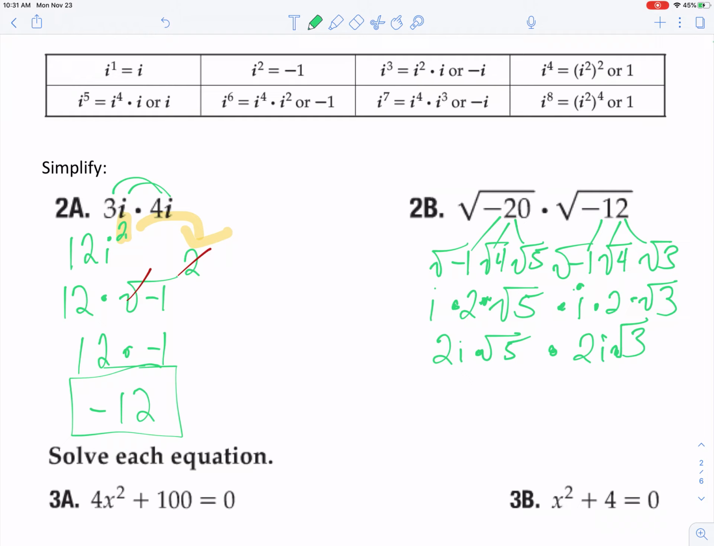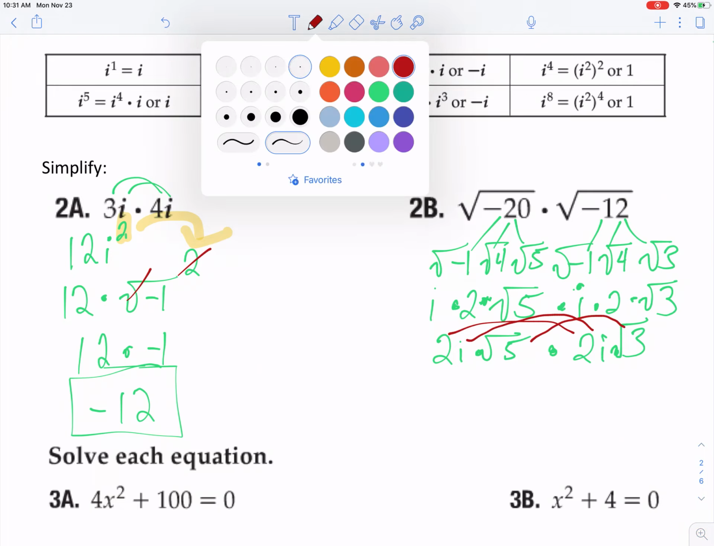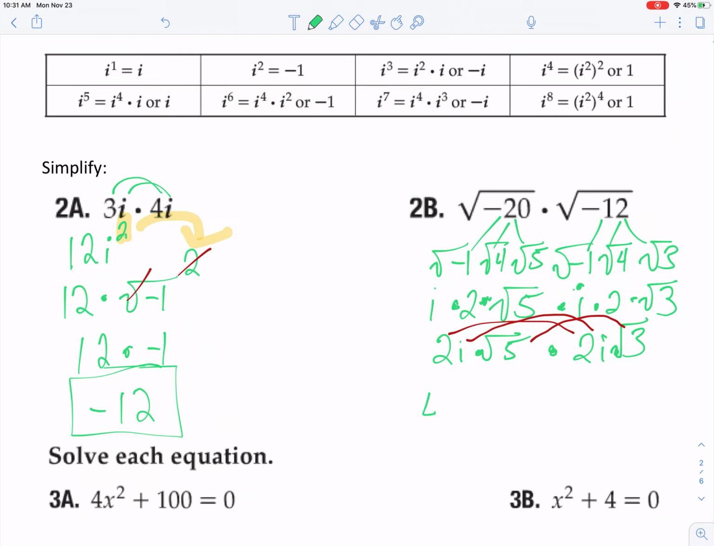So far, so good. So what I want you to do now is multiply the things that are similar. So I'm going to take the 2's times each other, the i's times each other, and then the stuff that's underneath the radical signs together. So 2 times 2 is 4. i times i is i squared. Oh, except I already identified that i squared is just -1. And then 3 times 5 is 15.